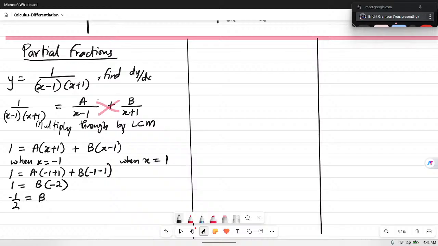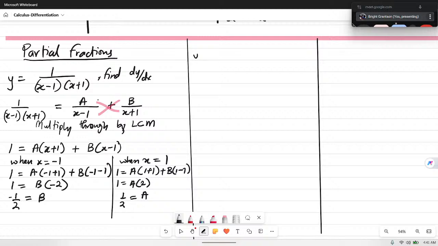And when x is 1, basically you are just equating these factors to 0 to find the value of x that you substitute into the function. So when x is 1, 1 equals a times 1 plus 1, plus b times 1 minus 1. So 1 becomes a times 2, so half is the value of a. Now go and rewrite the function.